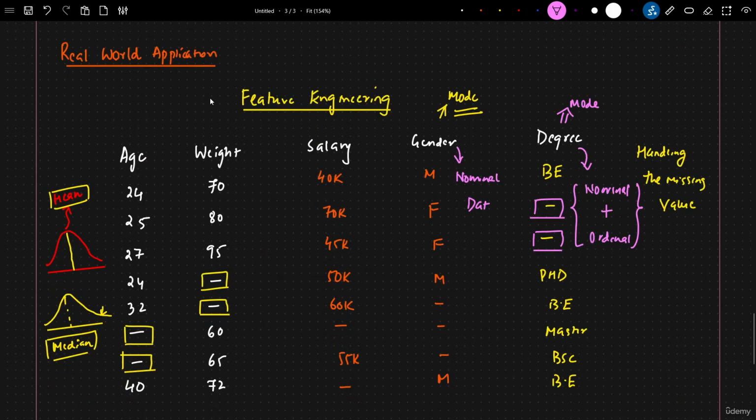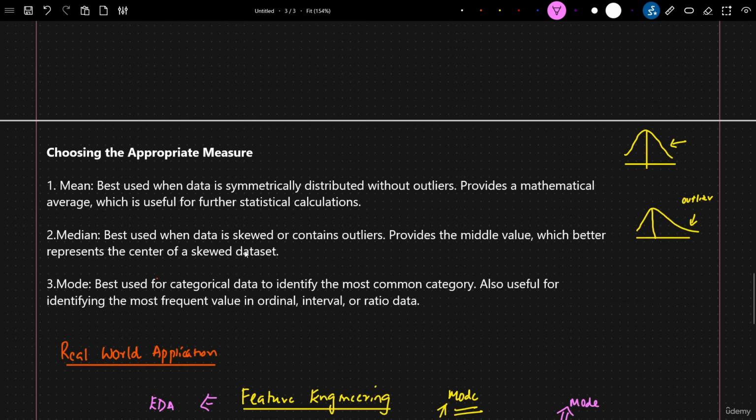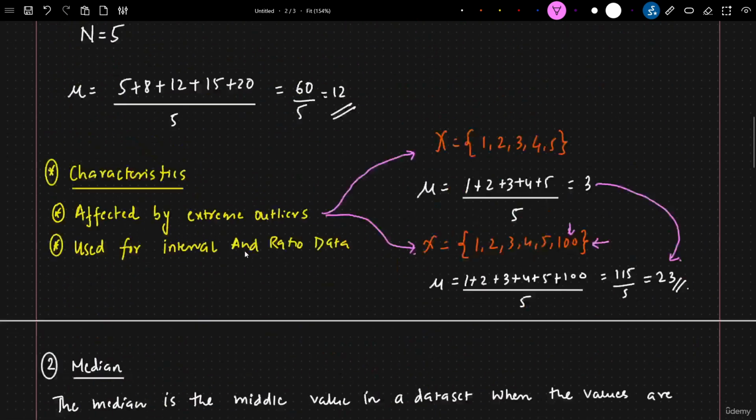And this is the most important thing while you do EDA and feature engineering, right? I have to solve this problem. I have to handle the missing value. And this is just one of the tasks that I've told about, and how we can use measures of central tendency to implement all these things.